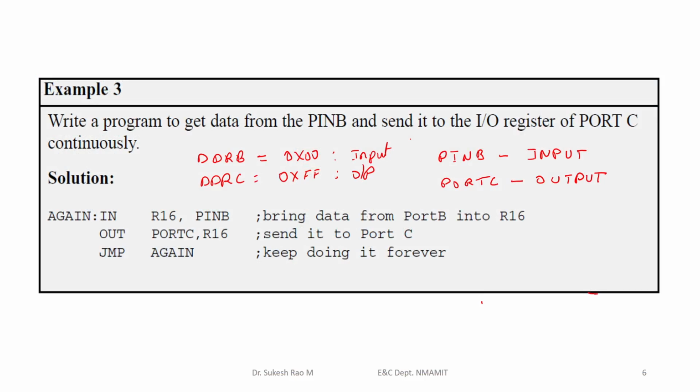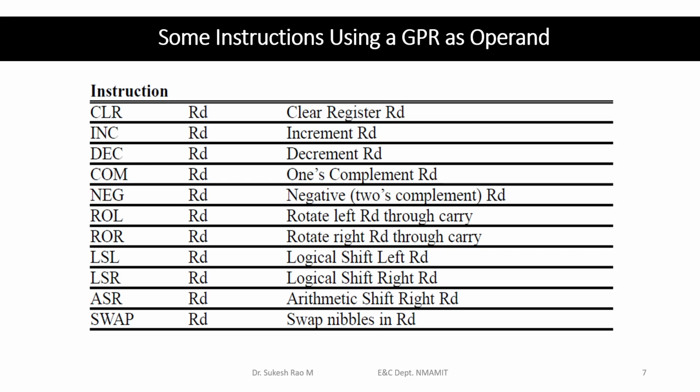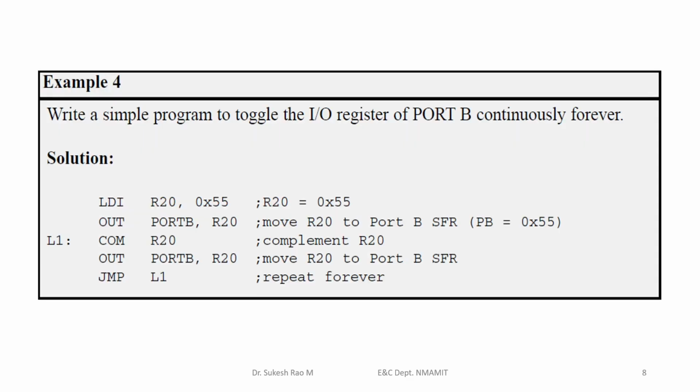So this is a simple example. Similarly, you have instructions using a GPR as an operand. Any general purpose register can be cleared, incremented, decremented, complemented, negated, rotated left or right, and swapped. I think you can just work out these things with the simple simulator I just explained to you.